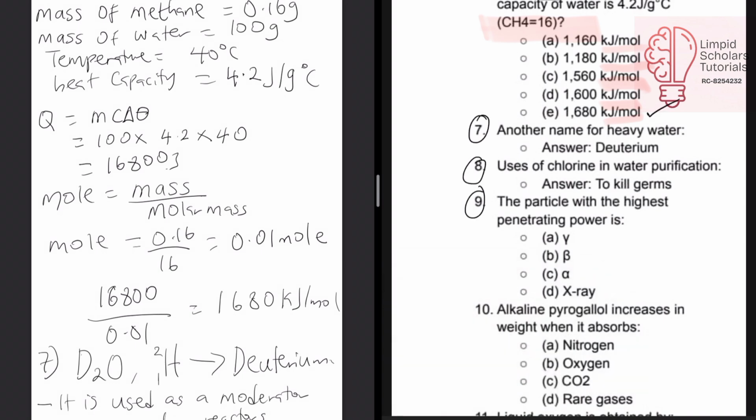The particle with the highest penetrating power is the gamma ray. Gamma ray has the highest penetrating power. It can pass through paper and aluminium, but it is stopped by thick lead sheets. It is an electromagnetic wave. It has no charge and no mass, and it is used in the treatment of cancer. We're going over to number 10.